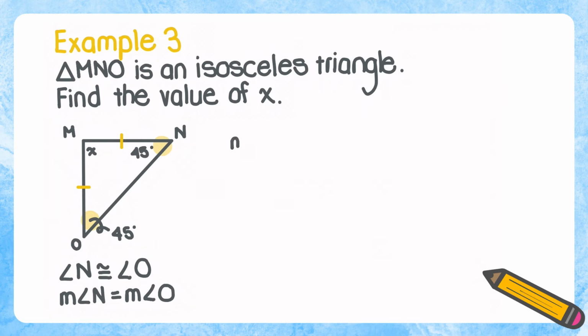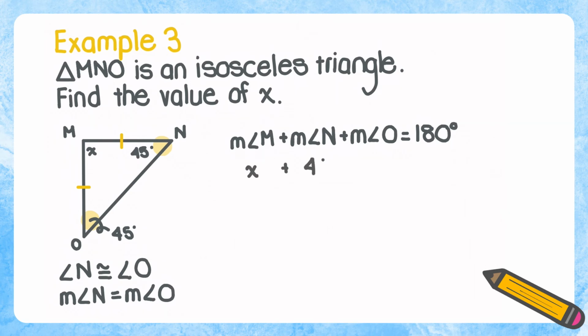From here, let's use the fact that the three interior angles will sum to 180 degrees. So the measure of angle M plus the measure of angle N plus the measure of angle O equals 180 degrees. We know that the measure of angle M is x, and the other two angles, the base angles, each measure 45 degrees. Set this equal to 180 degrees.